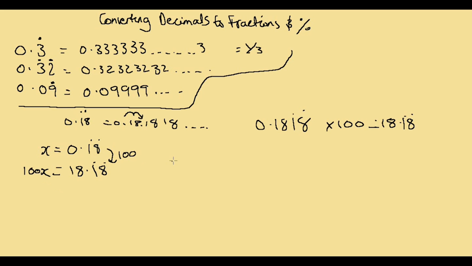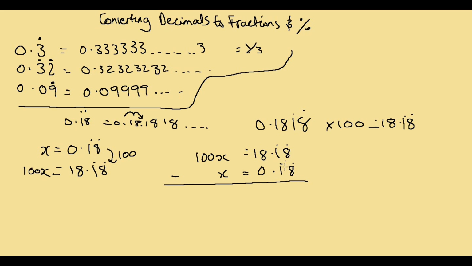Okay, so now what we're going to do is subtract these equations from one another, and something special happens when we do that. We actually remove this recurrence. So I'm going to take the largest number first, as 100x equals 18.18 recurring, and I'm going to put in column order there, just this other one, and what we're going to do is subtract it.